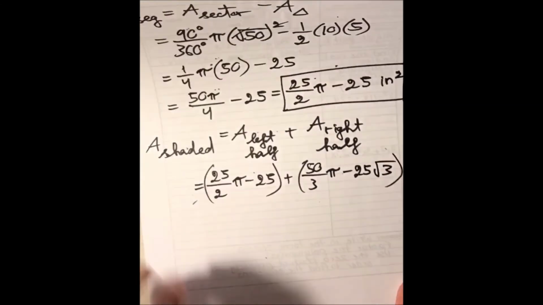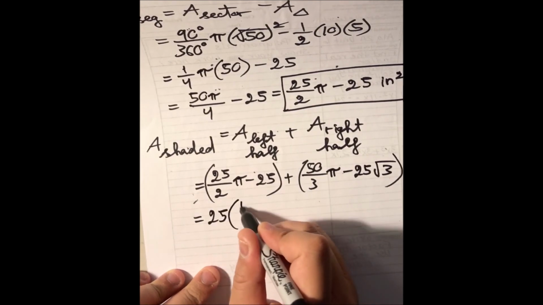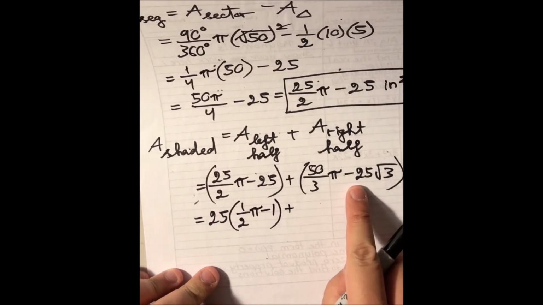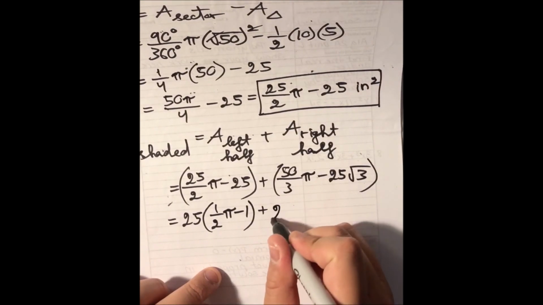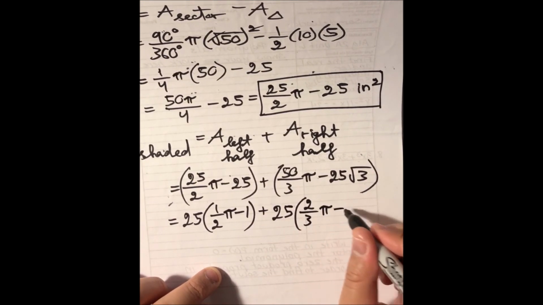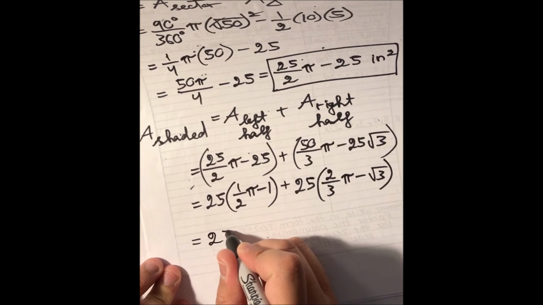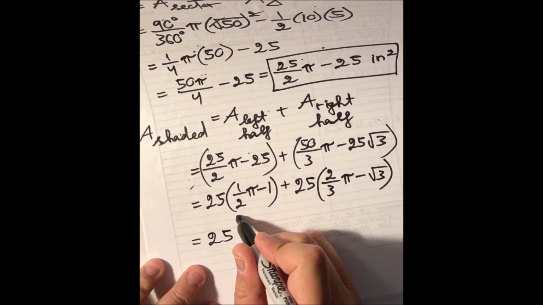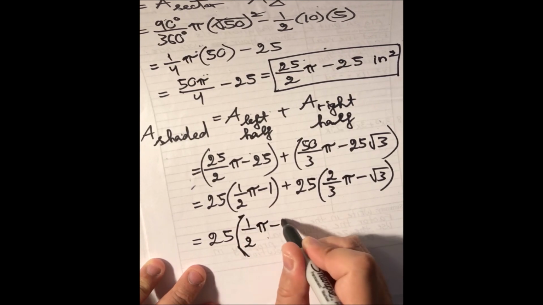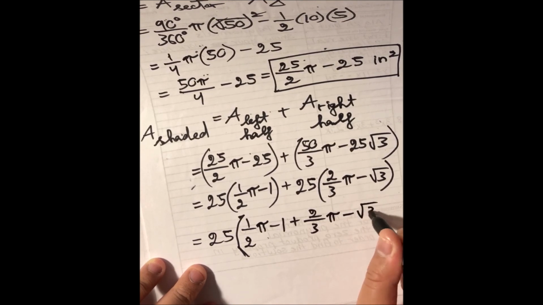Well, let's see if we can simplify this even more. We can factor out a 25 from here, so factor the 25 out. We're left with just 1 over 2 times pi minus 1. Plus, well, we can factor out a 25 from here. So factor out the 25. We're left with just 2 over 3 pi minus square root of 3. And we can factor out a 25 even more. We're left with just, let's see, 1 over 2 pi minus 1 plus 2 over 3 pi minus square root of 3.